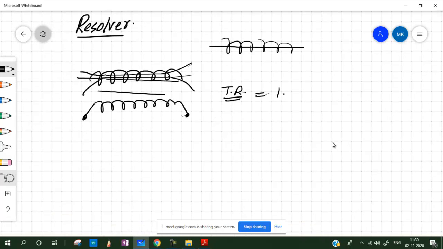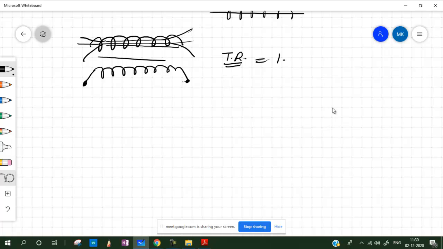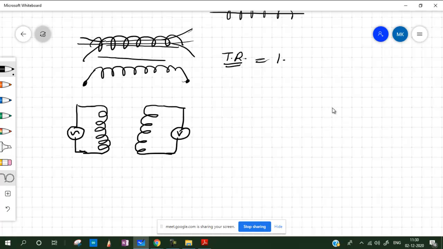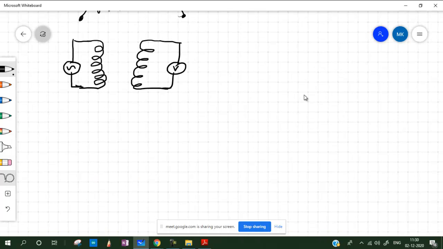We have already seen the LVDT also. Similar to that, if we have a coil, let's put it in this way. If this is the input, generally an AC signal in this case, we have an output that we can tap from here. Now what happens if we allow the secondary part to rotate, let's say about this axis? This is the primary, this is the secondary.